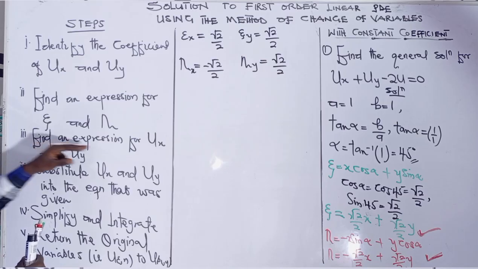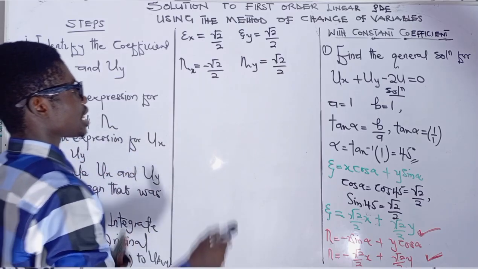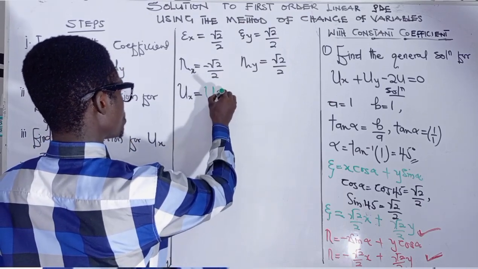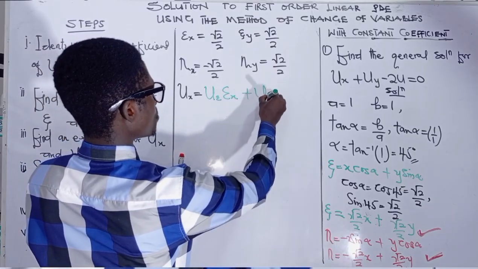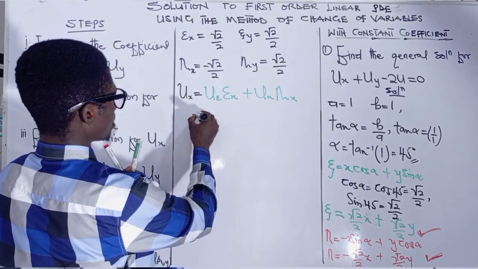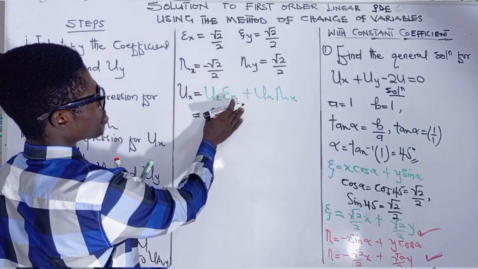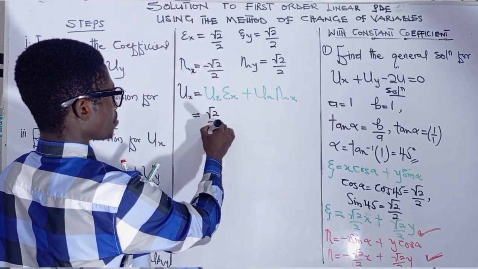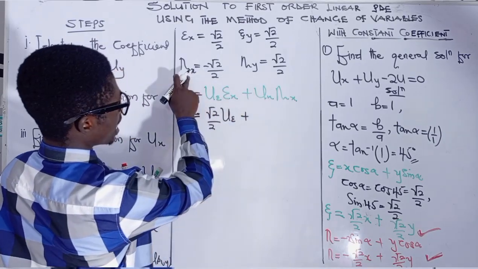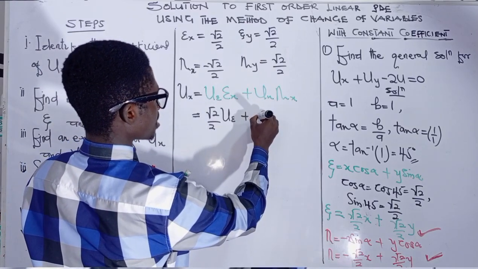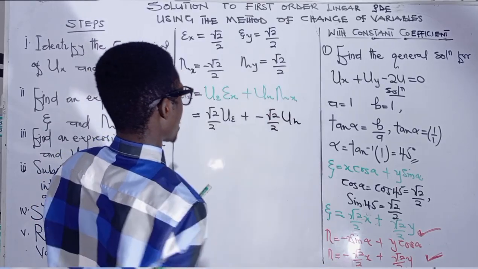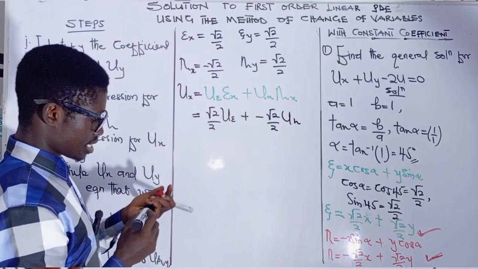What does it say? Find an expression for ux and then uy. So we know that our ux is given as u xi xi x plus u eta eta x. So let's finish with ux. Now you know xi x, so we are just going to plug that in. So we have root 2 all over 2 u xi. Then we have plus, we also know eta x, so we are just going to plug in that, and that's going to give us minus root 2 all over 2 u eta. So we are done with ux. Then we move on to uy.